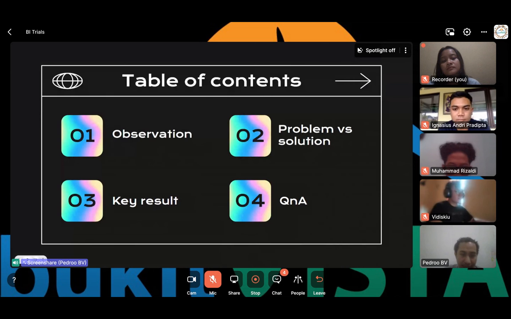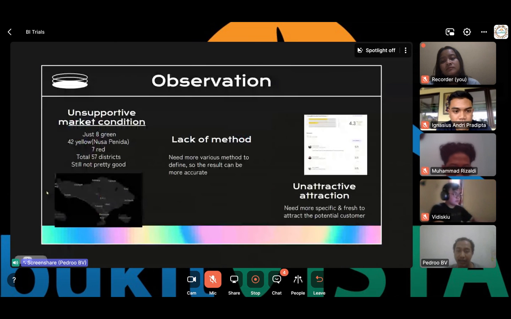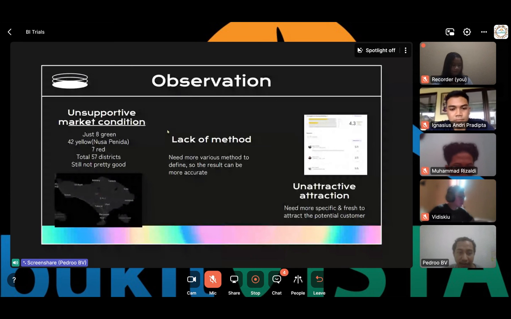And basically, for this kind of observation, I took two variables or two points of view because I'm trying to solve one and a half or two problems. First one is unsupportive market condition, which is the topic or the problem that I take, similar with the previous one. It's about utilizing marketing in Nusa Penida. And for the observation, in brief, it's about unsupportive market condition.